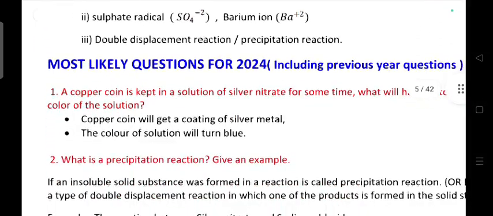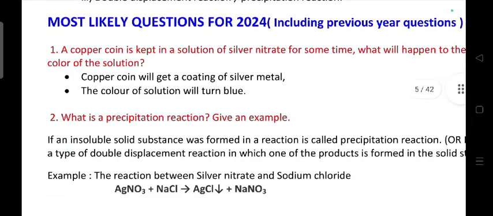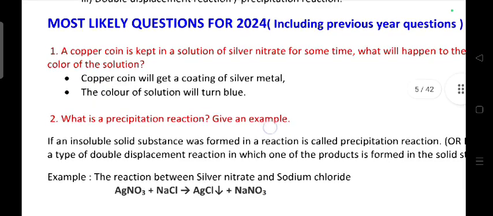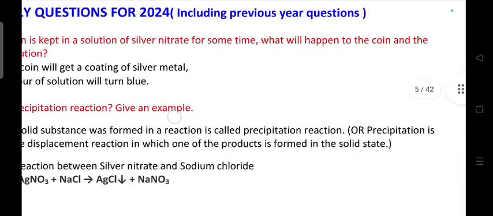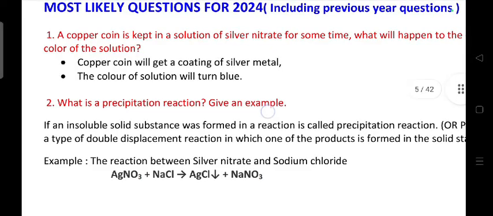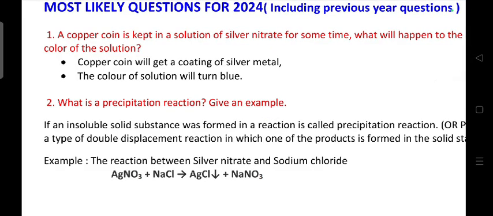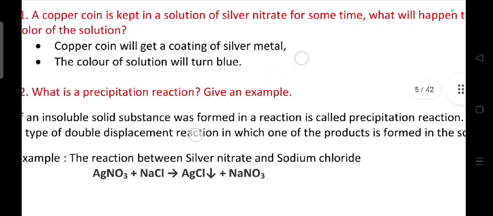Next, this is very important, most likely questions for 2024. This may be asked in your upcoming question paper. So first question, a copper coin is kept in a solution of silver nitrate for some time. What will happen to the coin and the color of the solution? Copper coin will get a coating of silver metal. The color of the solution will turn blue.